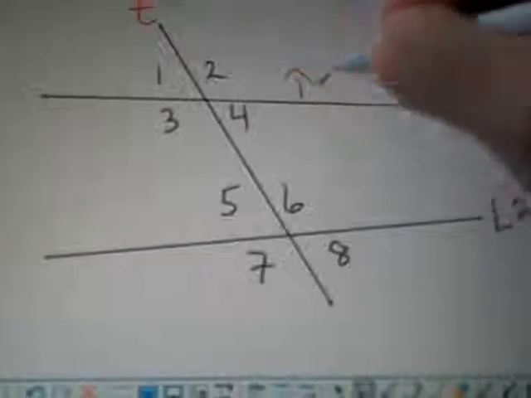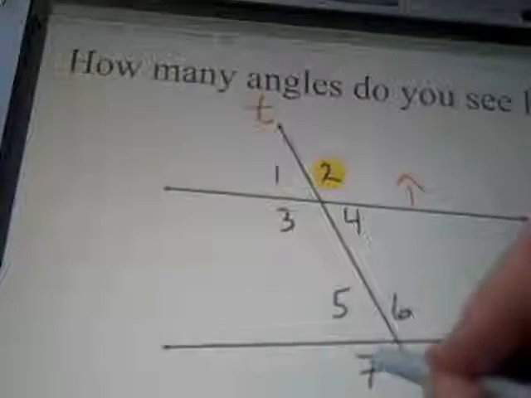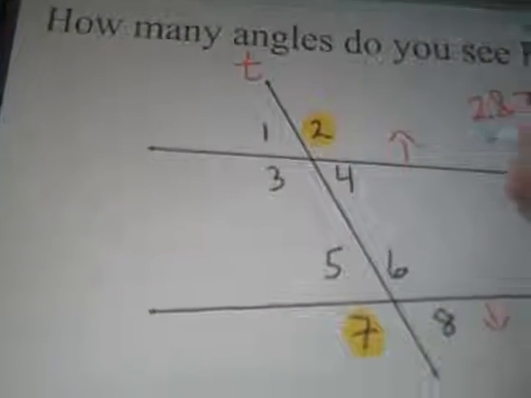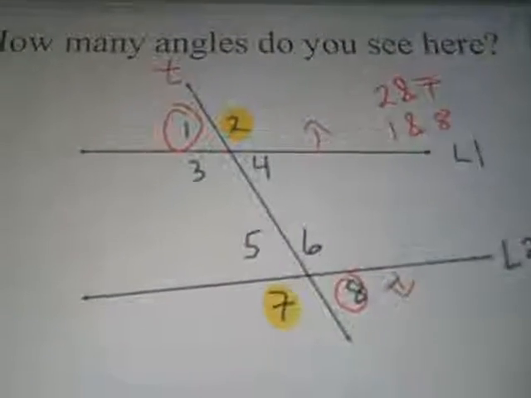Okay, so alternating exteriors. Well, it's the same thing as alternating interiors, except instead of going on the inside of the lines, you go on the outside of the lines. So in this case, we've got angle 2 goes with angle 7. So 2 and 7. The other one would be 1 and 8. Do you see how they're alternating sides of the transversal and on the outside?